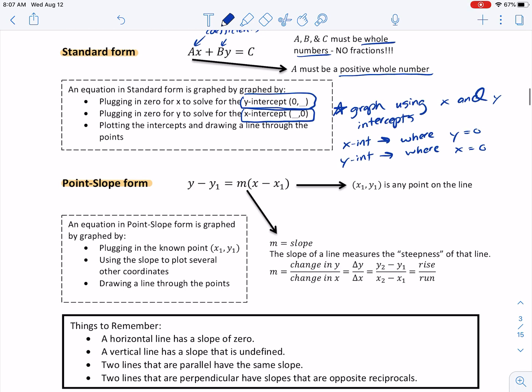And then point-slope form. This is called point-slope form because you graph using a point, which is your x1 and your y1. So that's the known point that you have in this equation. And then your slope of m. One thing to keep in mind here is that the minus signs in front of x1 and y1 make the coordinates the opposite.